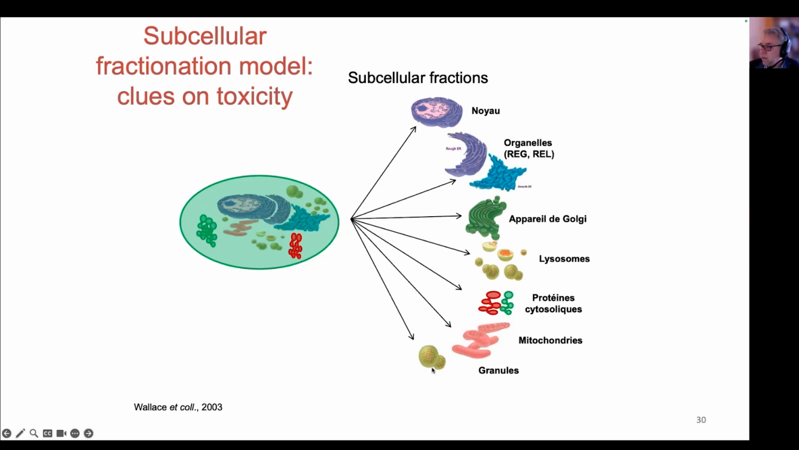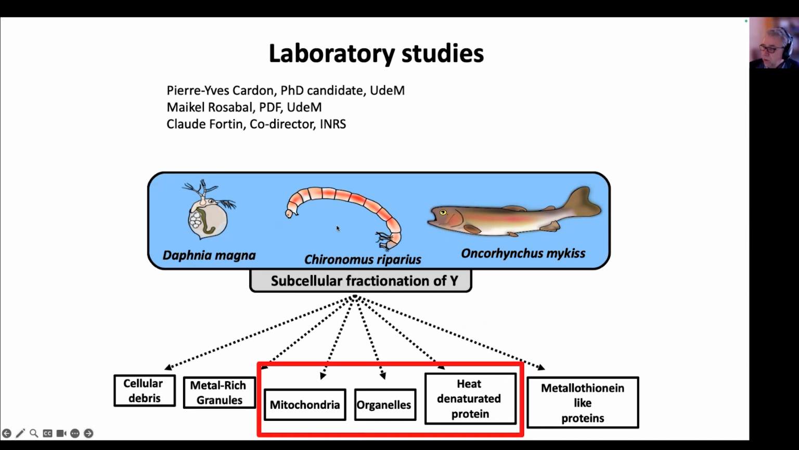The idea is that if a contaminant accumulates in an inert fraction of the cell, such as mineral concretions, it won't be a problem regarding toxicity. It will be sequestered there. It's probably a detoxification process. But if you have a lot of contaminants in mitochondria, that's more of an issue because they are so important for the cell. So we've done that on three organisms used as models, mostly done by Pierre-Yves Cardon, a PhD candidate that we had with Michael Rosabal and Claude Fortin.